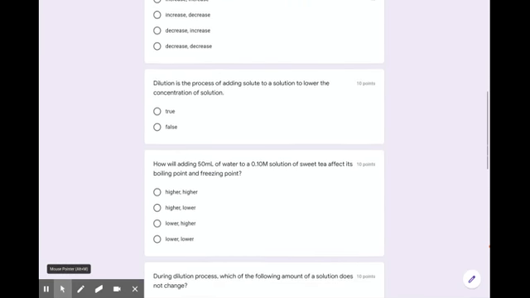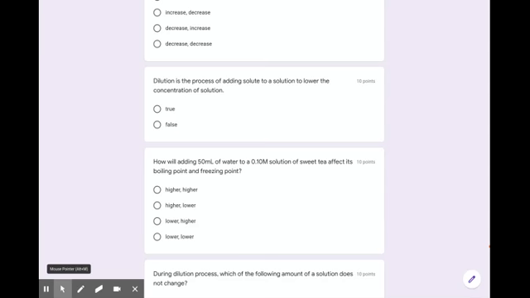Next, dilution is the process of adding solute to a solution to lower the concentration of the solution, which is wrong. The reason why is because dilution is the process of adding solvent. Just like if you want to make sweet tea less sweet, what do you add? You don't add more sugar, you add more tea, right? So tea is what you dissolve the sugar in, which is a solvent. Okay, so dilution is a process of adding solvent.